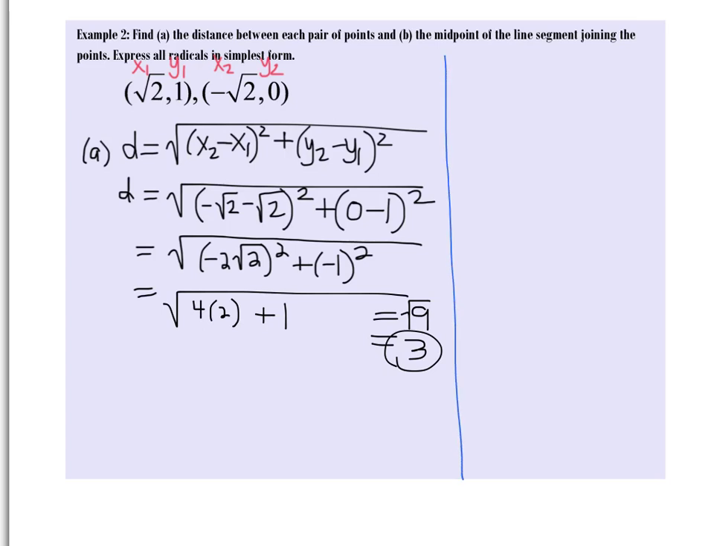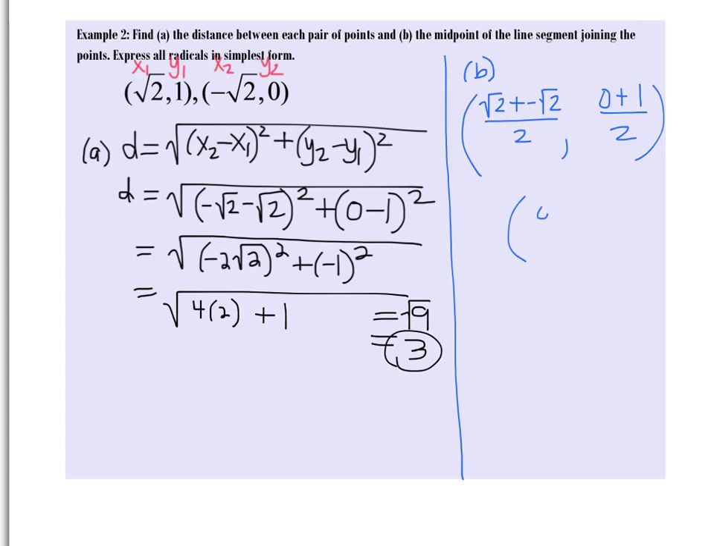Do midpoint over here, part B. We find the midpoint by averaging the 2 coordinates. So we're going to sum together the x coordinates. So that's root 2 plus negative root 2. Average them, so divide by 2. And sum together the y coordinates and average them.